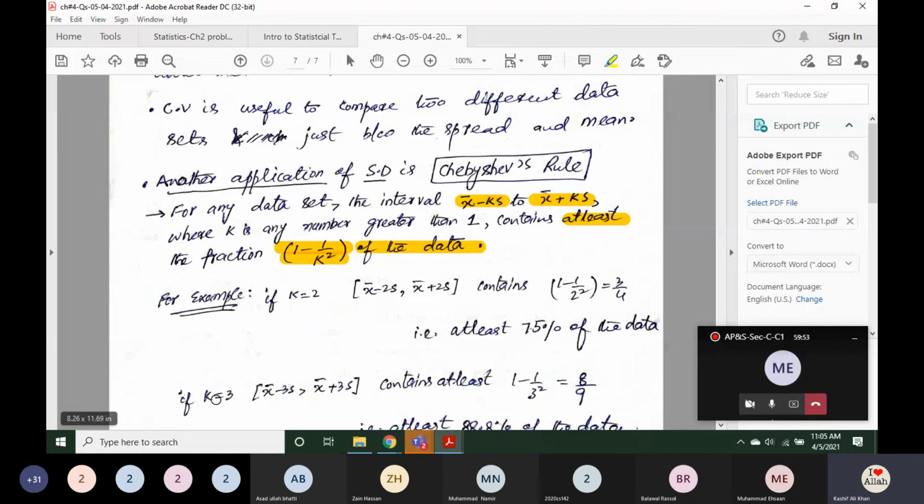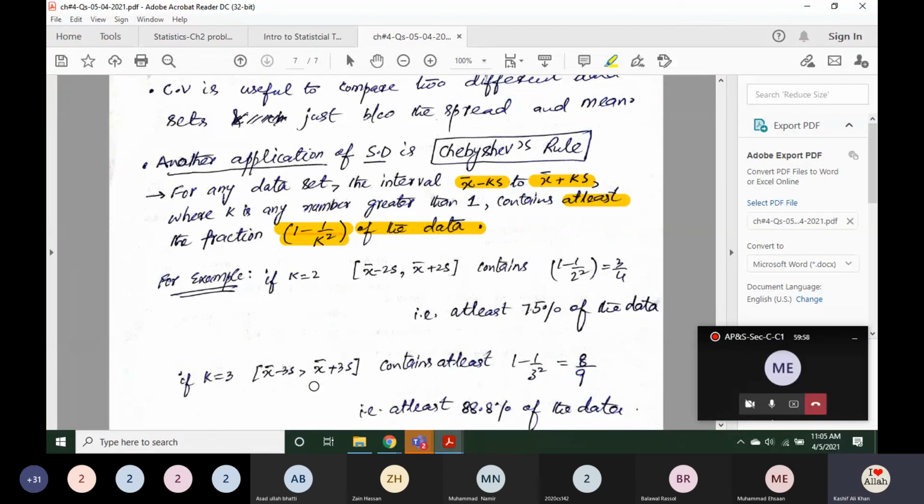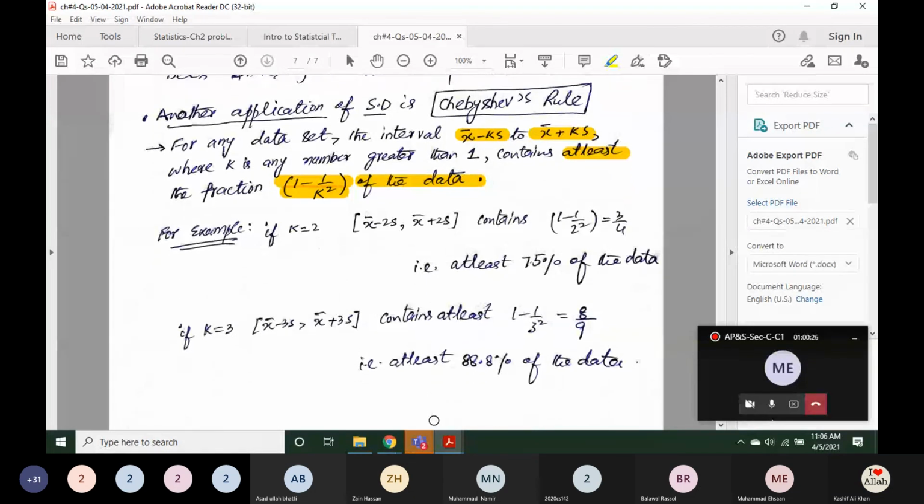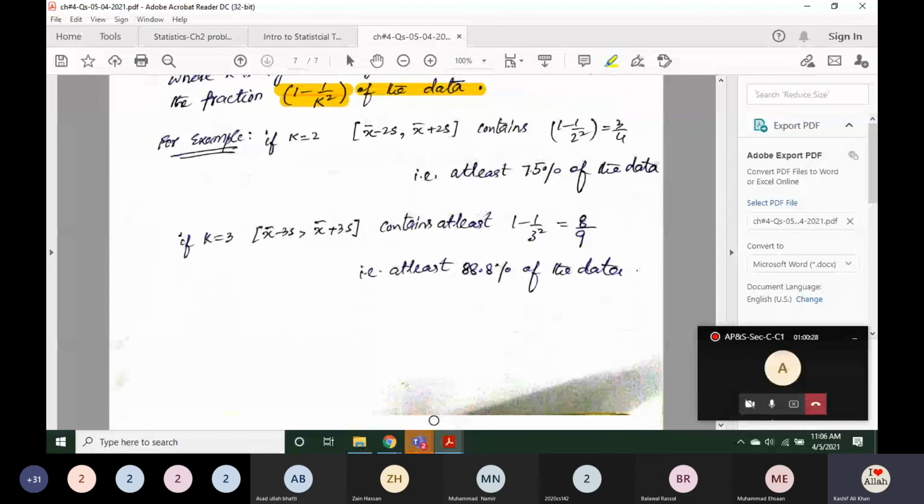But if you choose k equal to 3, then your interval will be enlarged. And it contains at least 1 minus 1 over k square, putting the value of k as 3. Then this interval contains 8/9 of the data. That means at least 88.8% of the data. So these are the facts.